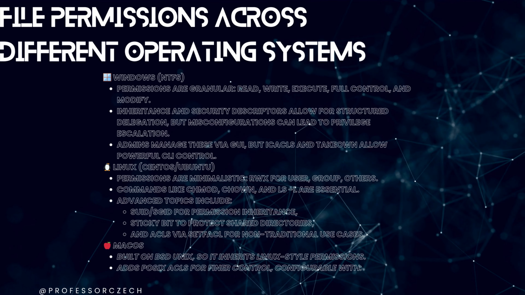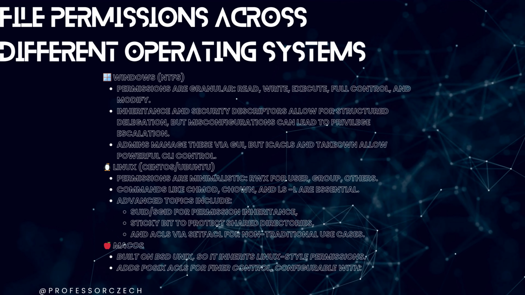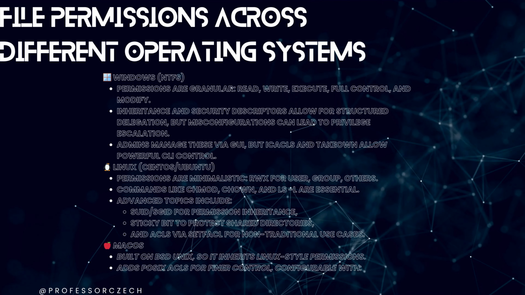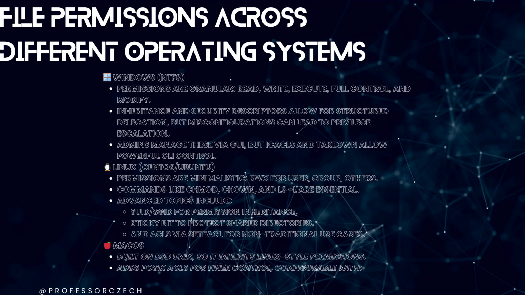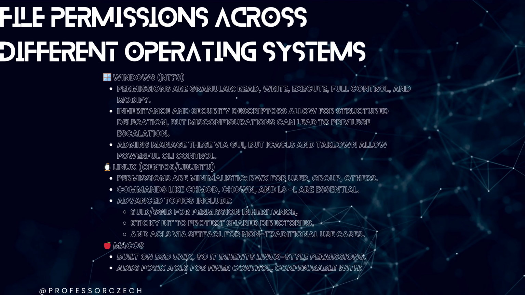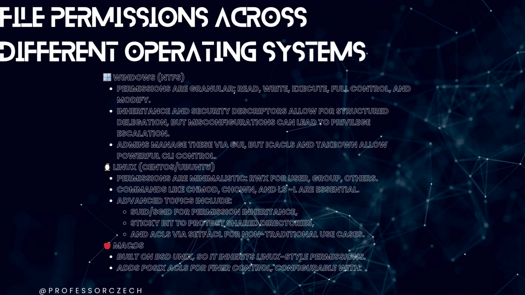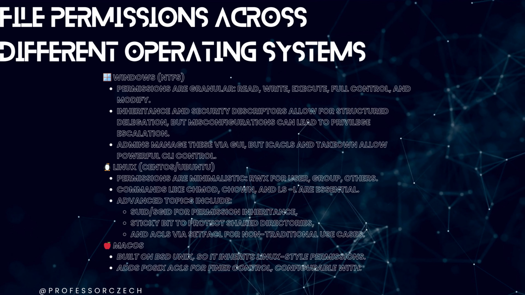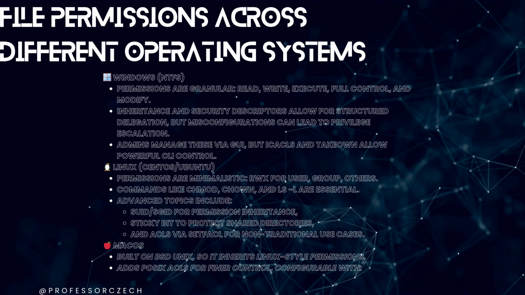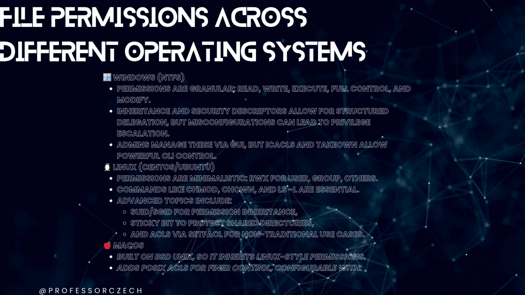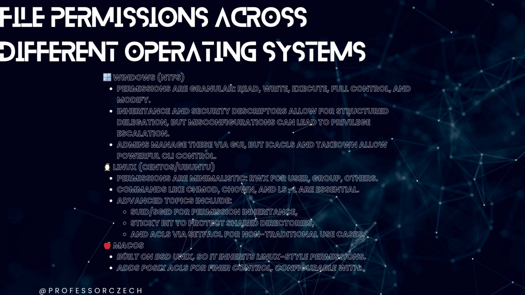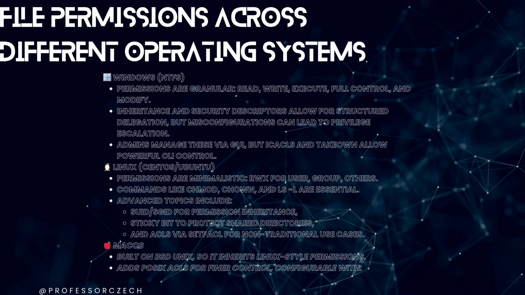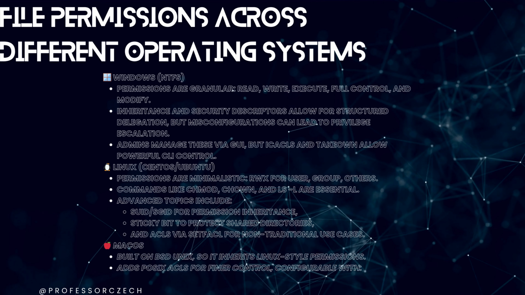For Linux, more specifically CentOS and Ubuntu, permissions are minimalistic. You have your read, write, and execute, or rwx, for user, group, and others. Commands like chmod, chown, and ls -l are essential for understanding how to manage them. You can also use SUID and SGID for permission inheritance, the sticky bit to protect shared directories, and access control lists that you can set through setfacl for non-traditional use cases.